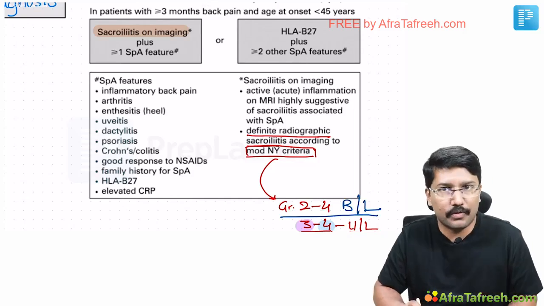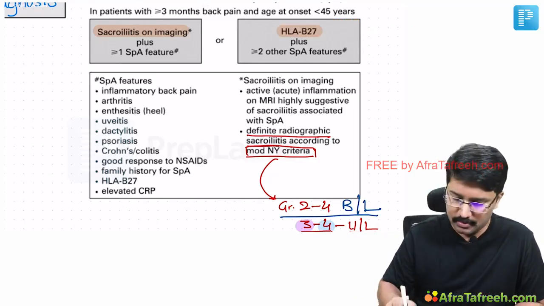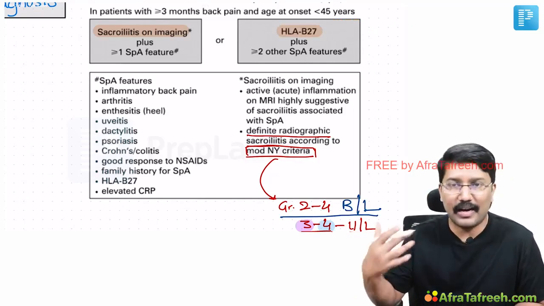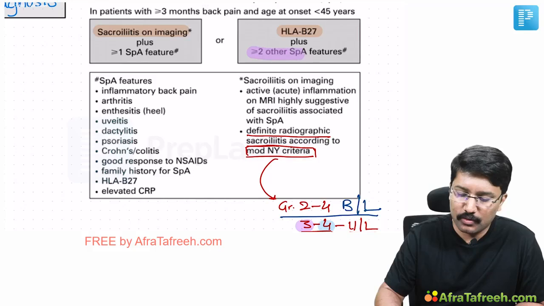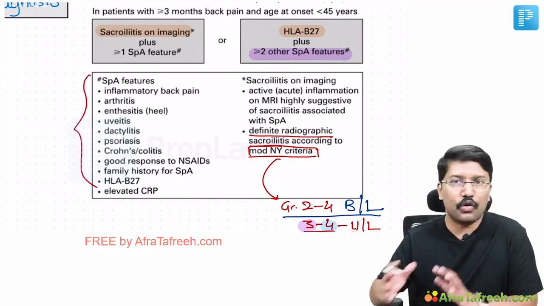If there is no radiographic evidence, what can we do? We can go with HLA-B27, right? But in that case, we need 2 or more than 2 spondyloarthritis features. So among these, we need 2 or more than 2.